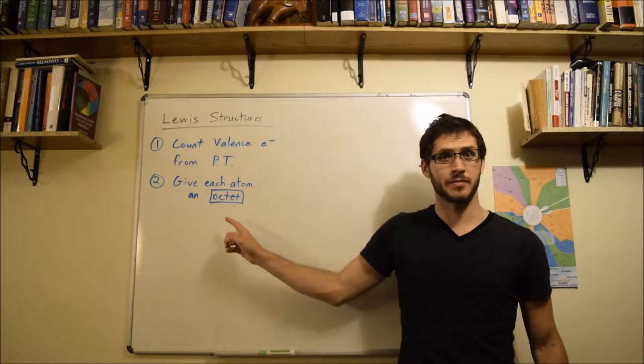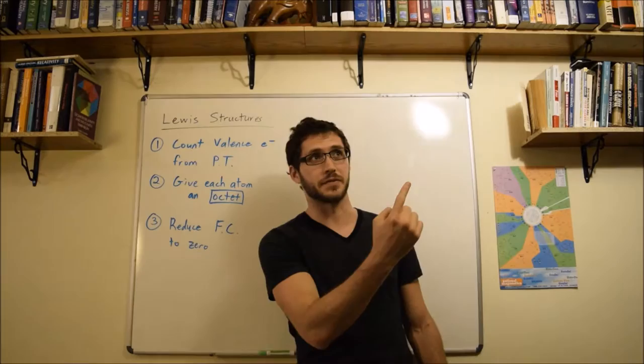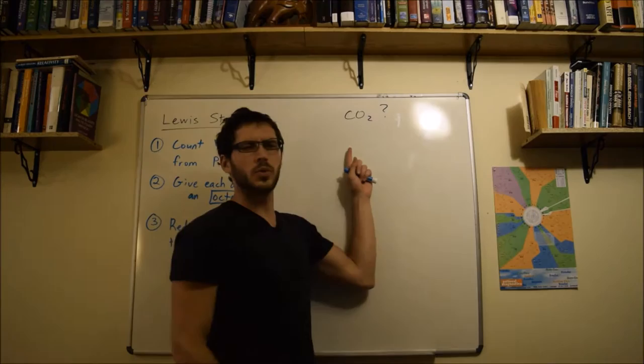Step three. For each atom, reduce the formal charge to zero. If you don't know what formal charge is, check out this video. Let's practice. So, what does the Lewis structure of carbon dioxide look like? Well, let's follow these three simple steps and find out.